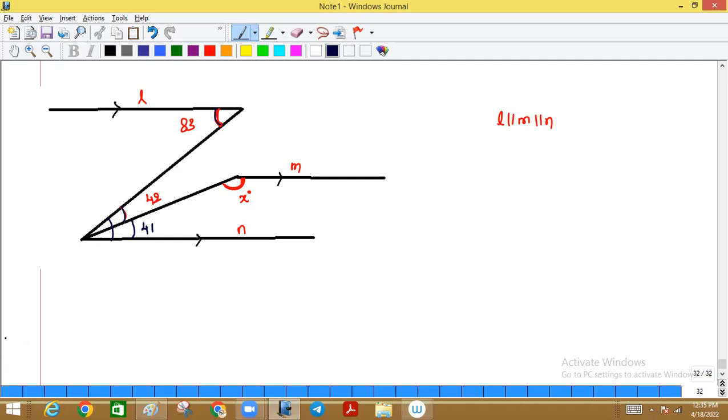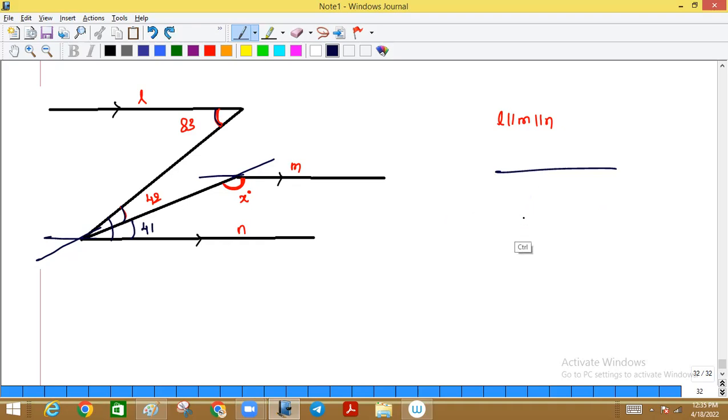Yes or no? Look at 41 and X. What kind of angles are they? Can I say, if I extend it like this, they are not one side interior angles? Are they not one side interior angles? 41 and X, yes or no? These two are one side interior angles.